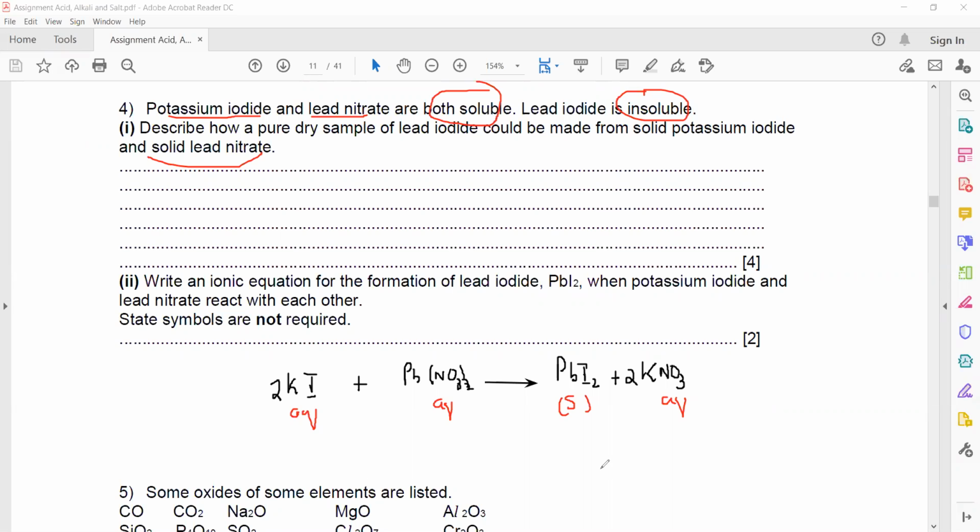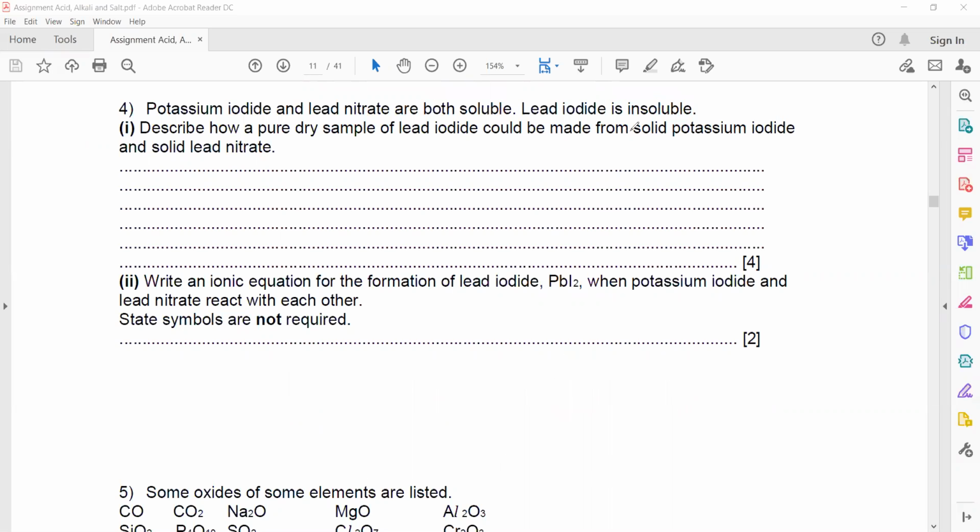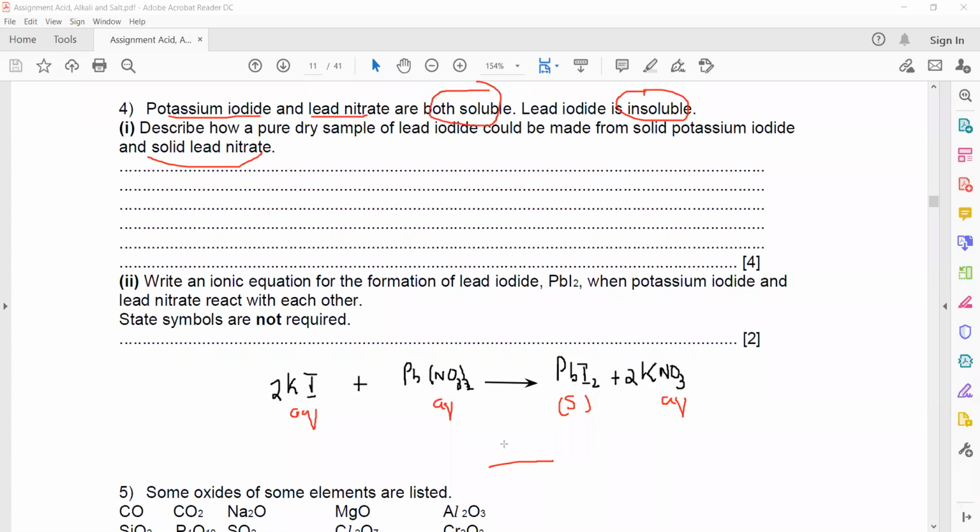So first, we write the solid, liquid and gas. In this example, the only solid is lead iodide. That's why we write PbI2.